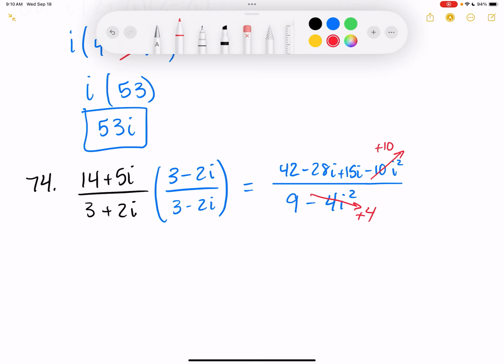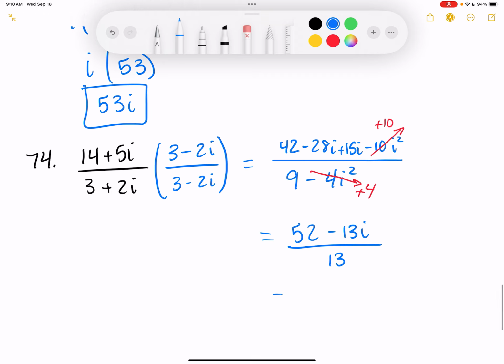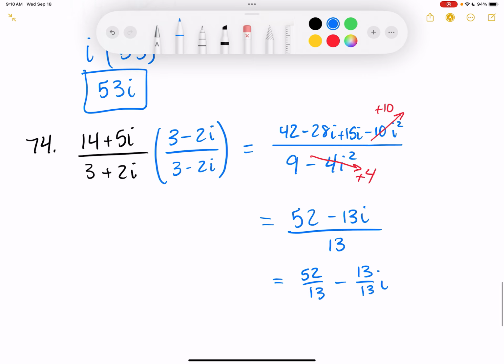So rewriting things in order, 42 plus 10 is 52. Negative 28i plus 15i is negative 13i. Over 9 plus 4 is 13. Then I just need to split it up: 52 over 13 minus 13 over 13i. At this point we reduce. 13 goes into 52 four times, minus i, because 13 over 13 reduces. And so your final answer would be 4 minus i.